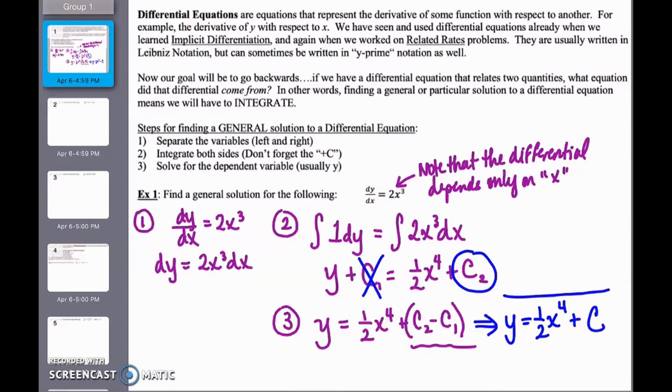And again, just one constant term in our answer there, because you can combine all kinds of unknown constant terms together and you still have one unknown constant term. So we're just going to call it c.